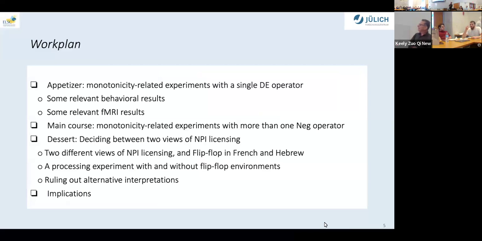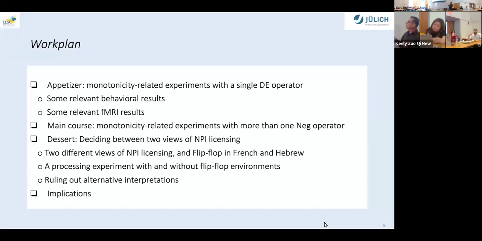So here's the plan. First of all, I'm going to look at monotonicity-related experiments with a single downward entailing operator, like what you see. I'll describe to you some relevant behavioral results, some relevant fMRI results. This is what we're basically going to do today. And what we're going to do next week, in my departmental seminar, is to go through all the rest.